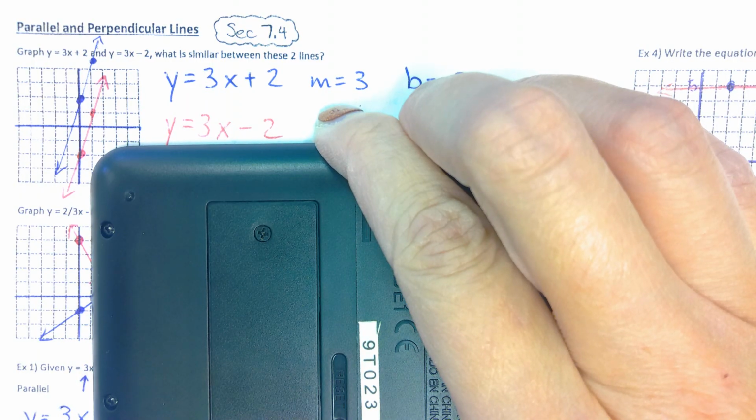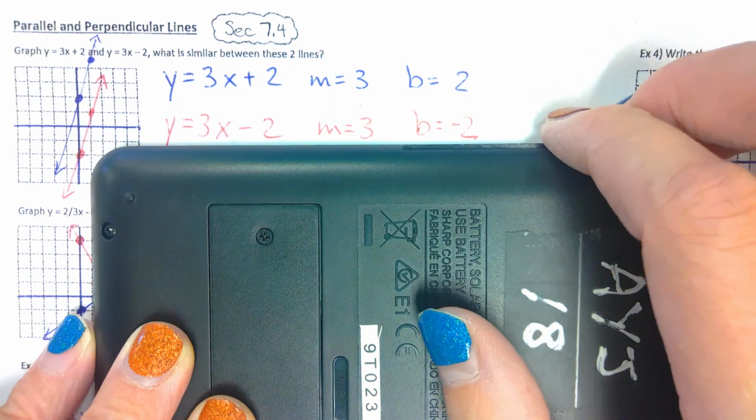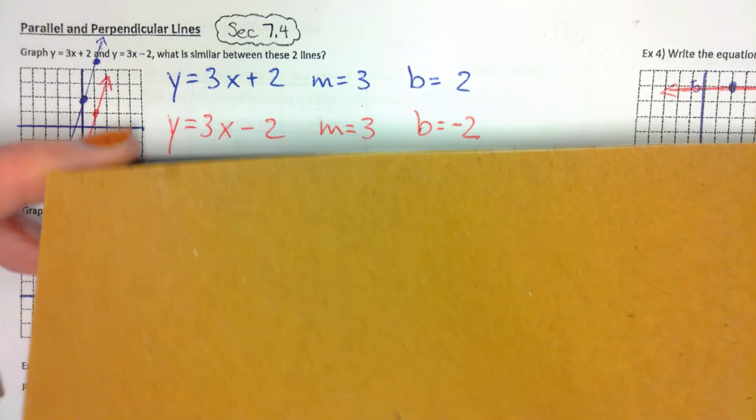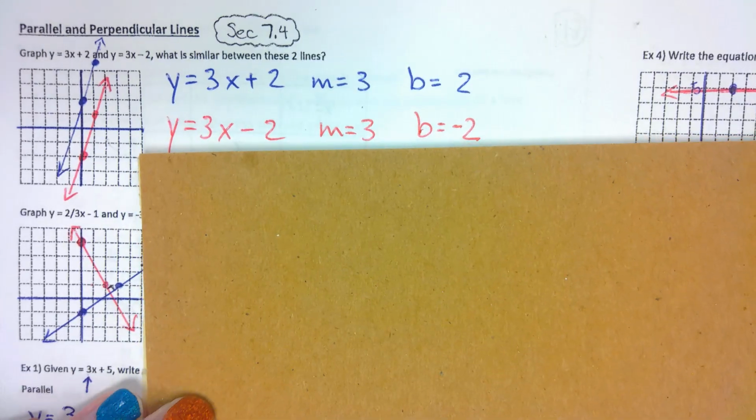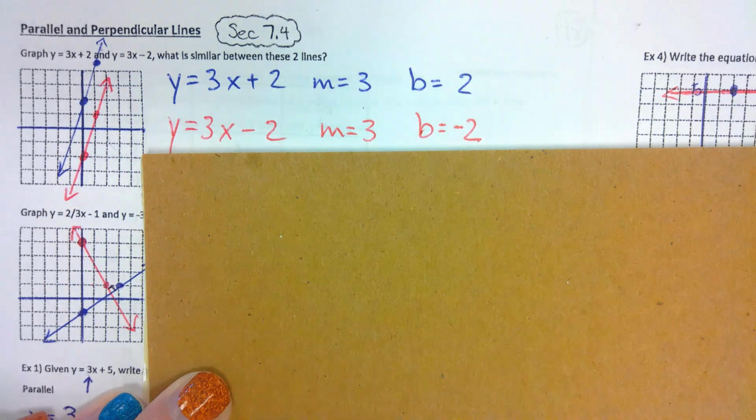Ethan? M is equal to 3 and b is equal to -2. Right. I can't use this calculator because there's a glare, so I'll change it to this. And then when I graph it, I get this red line. What do you notice about the red line and the blue line?